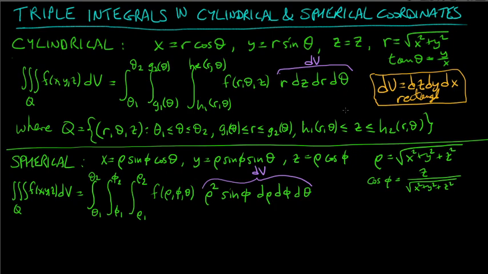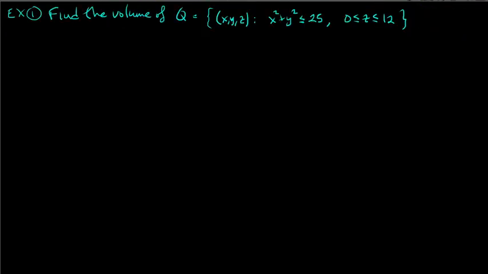All right, so those are the conversions. Let's just do an example. Find the volume of the region Q. This is a solid region in space, x, y, z, where x squared plus y squared is less than or equal to 25, and z is between 0 and 12. We can set this up as a triple integral of just one dV.